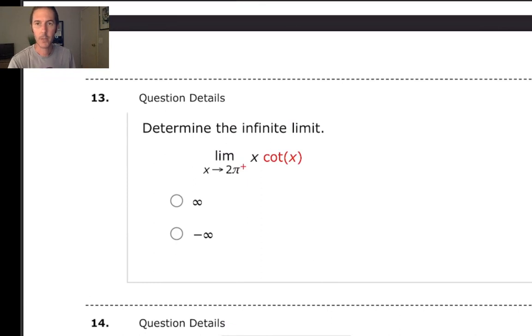And it's late already. Determine the infinite limit. Look up the graph of cotan, approach the asymptote from the right, see where it's headed, take whatever number that is. It's either going to be positive or negative infinity, multiply that by 2 pi, and you should be able to decide on that one. You also have probably taken a pre-calculus class or a trig class, so you should be able to just remember what the graph of cotan looks like.